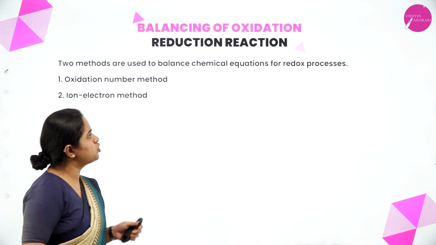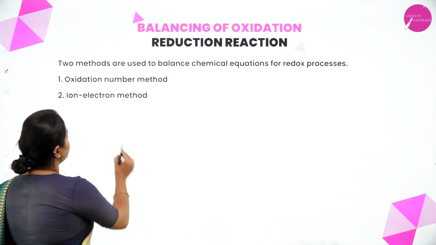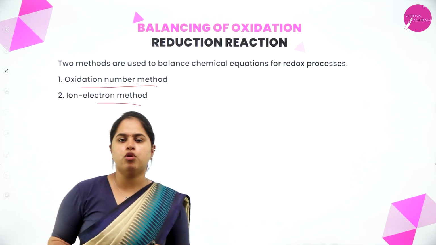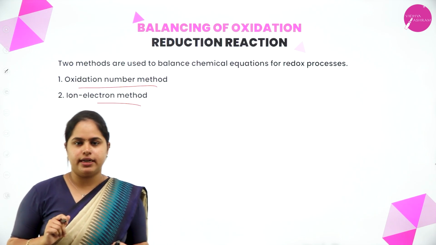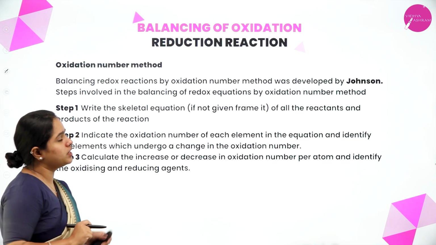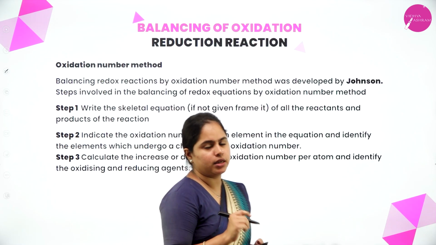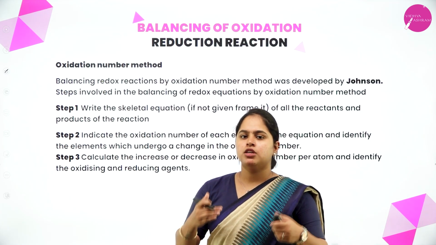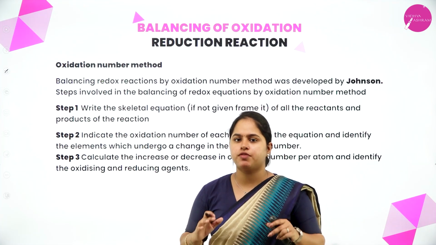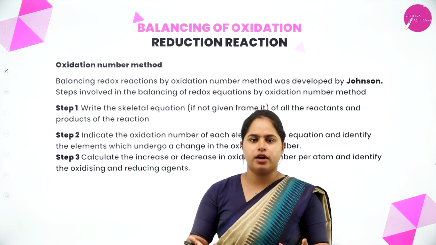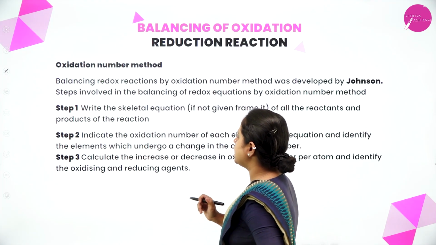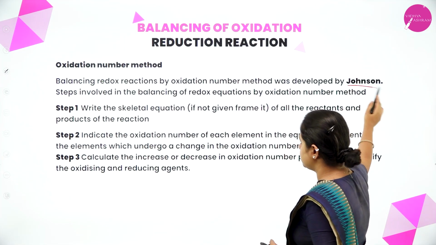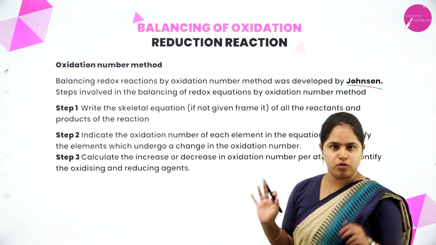So two methods are used to balance a chemical equation, and the first one is oxidation number method, another one is ion electron method. So both of these methods we are going to study in detail, right? So let's begin with the first one, that is oxidation number method. There are a few steps that you have to follow in this procedure. Completing each of the steps, we will finally obtain the balanced redox chemical equation. Balancing redox reactions by oxidation number method was developed by Johnson. Steps involved are, so we are going to see the steps, okay.